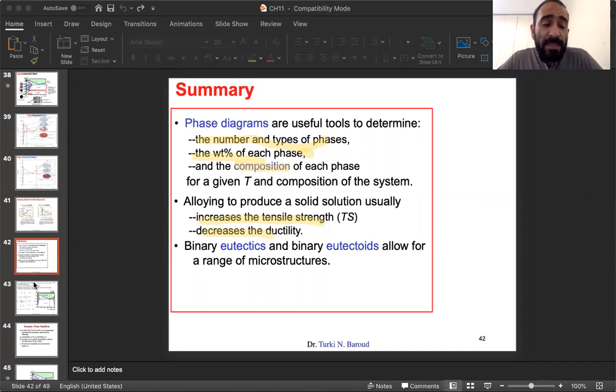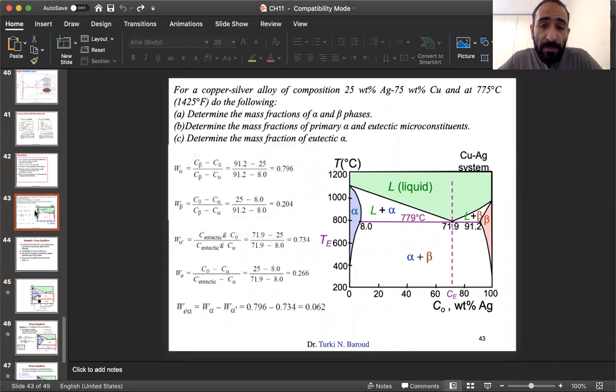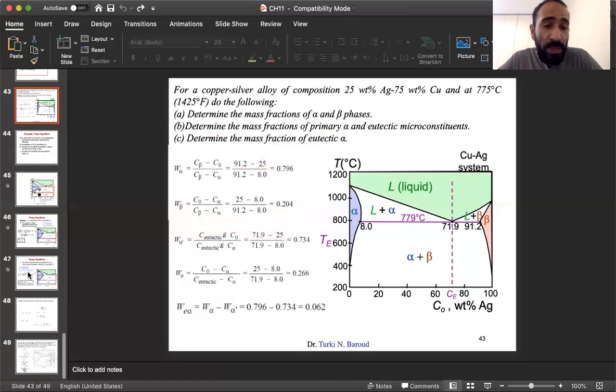Now I have these slides on Blackboard, so I urge you to go through the examples that you have over here. You have an example that might reinforce the information that we talked about.